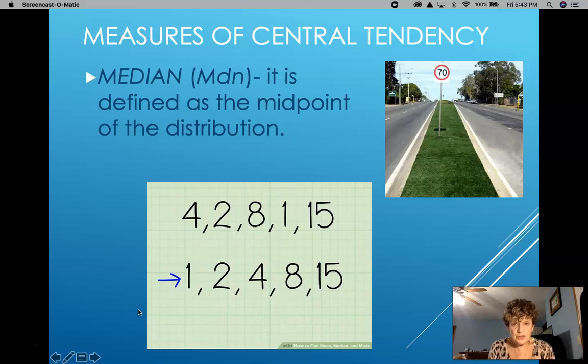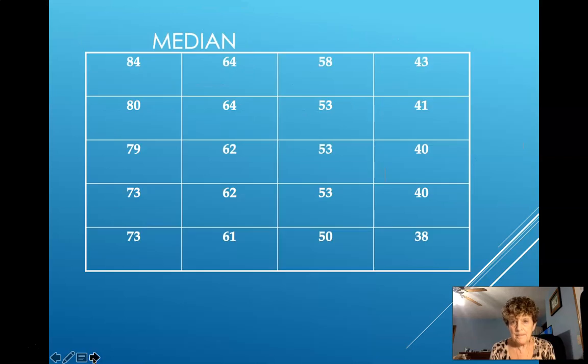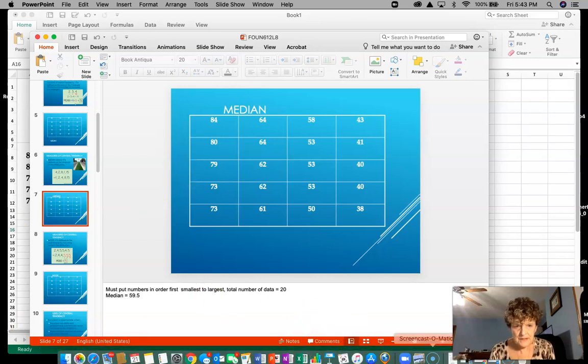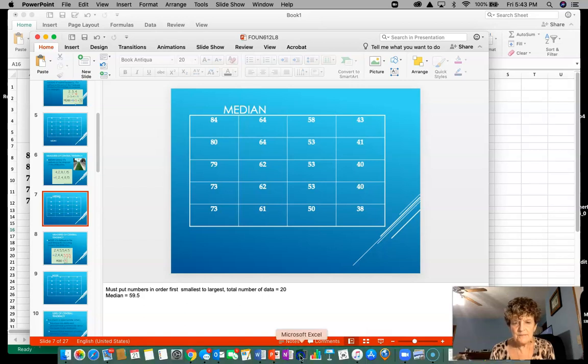And so what you do is you put them in order numerically, and then you determine the number in the middle. So to find the median on these numbers, we can do the same thing by popping back out to Excel. And these are the same numbers that we had a while ago. So we go back over here to Excel.